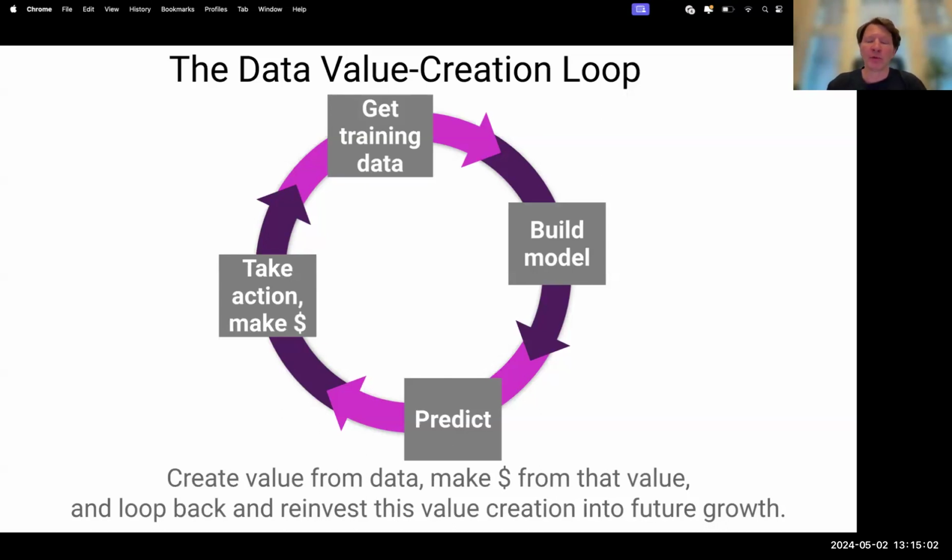Okay, so that's a very simple example, but once you make money from the trading, the key thing is you loop it back. You take the money you've earned and you put that into buying more data and then building a model, making a better model, predicting again, using those predictions to trade, to make money, and then with the money, buying more data, loop, loop, loop, loop, loop, right? So this is the idea of the data value creation loop. And it's not just for trading, of course, it's for anything. And I'm going to get into that.